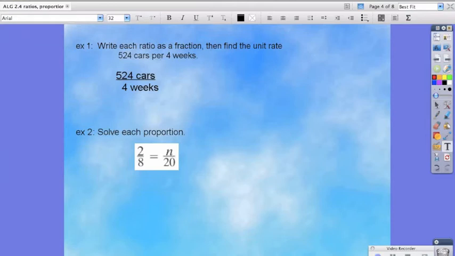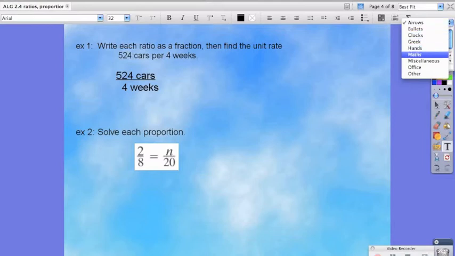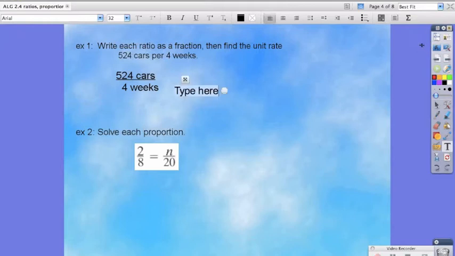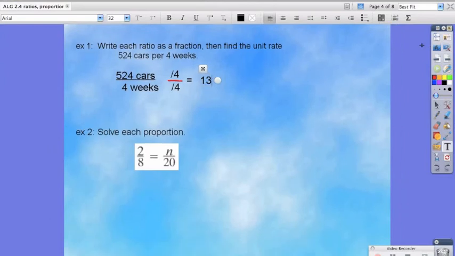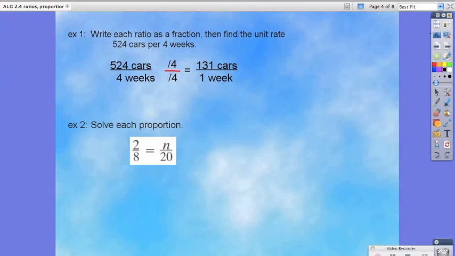So what we're going to actually do is divide by 4 to the denominator, but remember what we do to the bottom, we also have to do to the top. So we're going to divide by 4 there as well. So when we simplify this, we are actually going to have 131 cars per 1 week. Notice how the denominator is a 1, and that's why it would be called a unit rate.